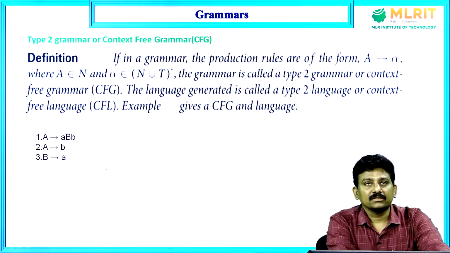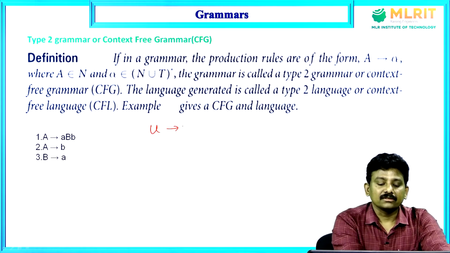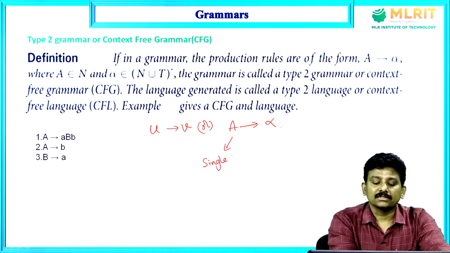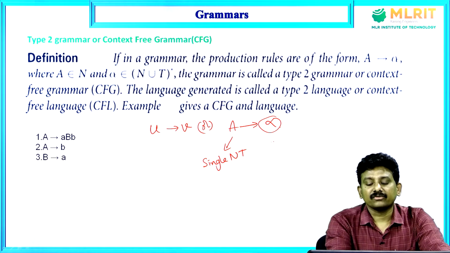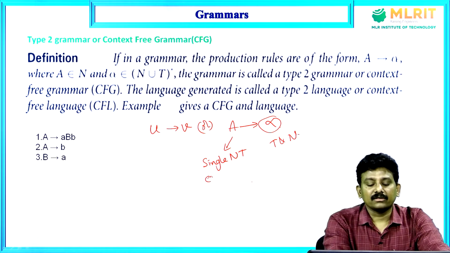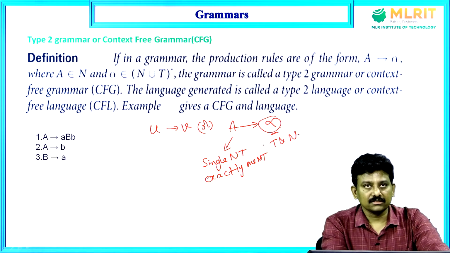Type 2 grammar is a context free grammar. The rules will be in the form A derives alpha. A is a single non-terminal. Alpha is a string over the total alphabet, that is a combination of terminals and non-terminals. Left hand side has exactly one non-terminal, not more than one. RHS should contain terminals and non-terminals. Epsilon may also be present. This is type 2 grammar.